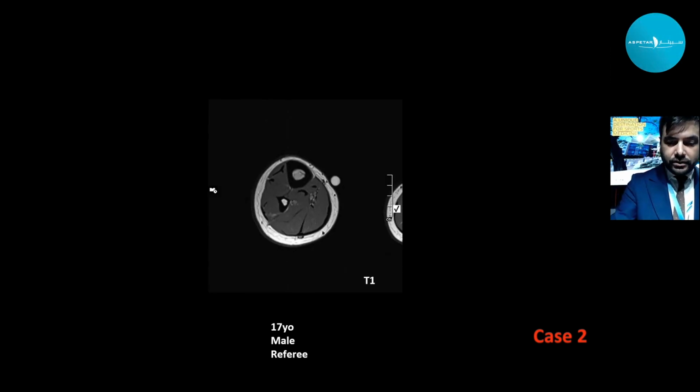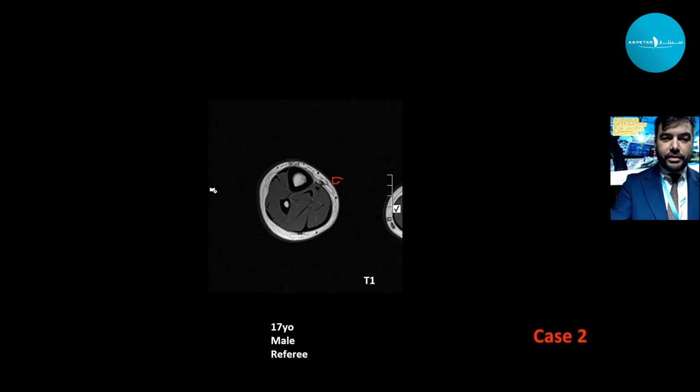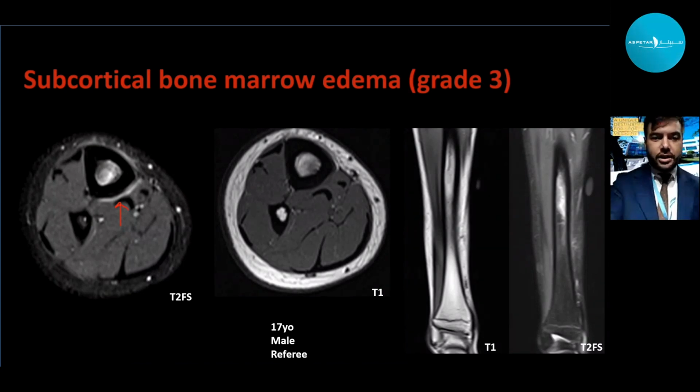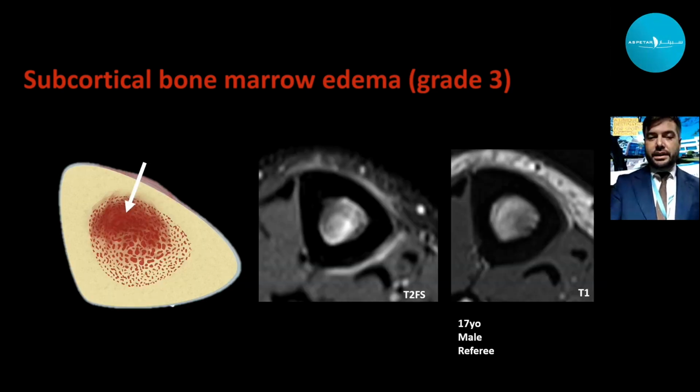In T1, we have the marker. And we can see an area of hypointensity on T1 in the bone marrow edema. So we have here the periosteal edema affecting the posteromedial cortex with decreased signal intensity on T1, hyperintensity on T2. This is a grade 3 stress injury affecting the posteromedial tibial cortex, so an area of low risk.